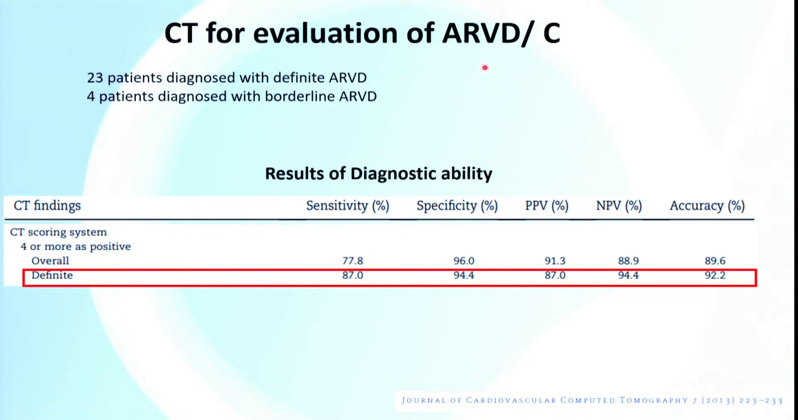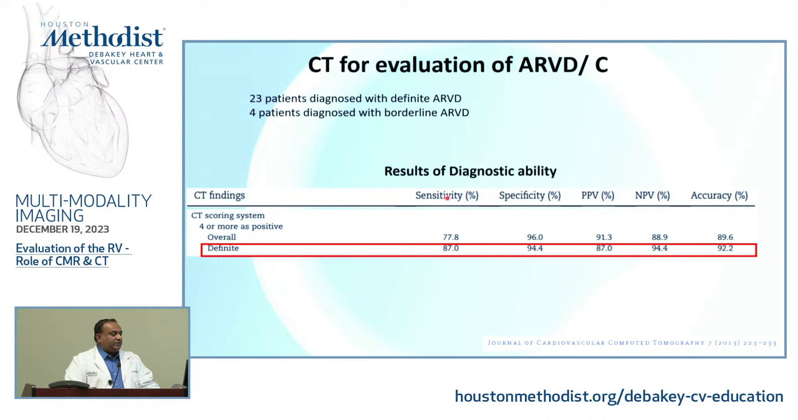So in this series, 23 patients had a definite diagnosis of ARVD based on the 2010 criteria, and 4 patients had a diagnosis of borderline ARVD. But these are the key things. If they had a score of 4 or more according to their scoring system, the diagnostic ability parameters are listed here for correlation with definite diagnosis of ARVD with the 2010 criteria. So if you have 4 or more points with this scoring system, you had a sensitivity of 87%, specificity of 94%, positive predictive value 87%, and negative predictive value of 94% for a definitive diagnosis of ARVD.